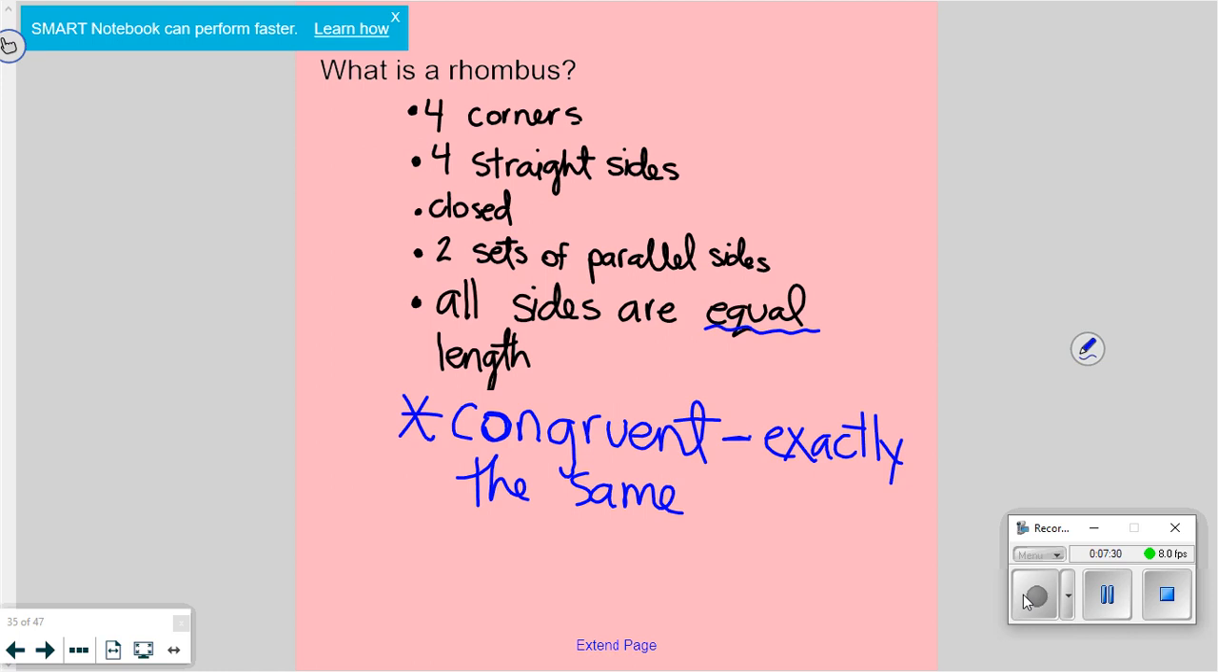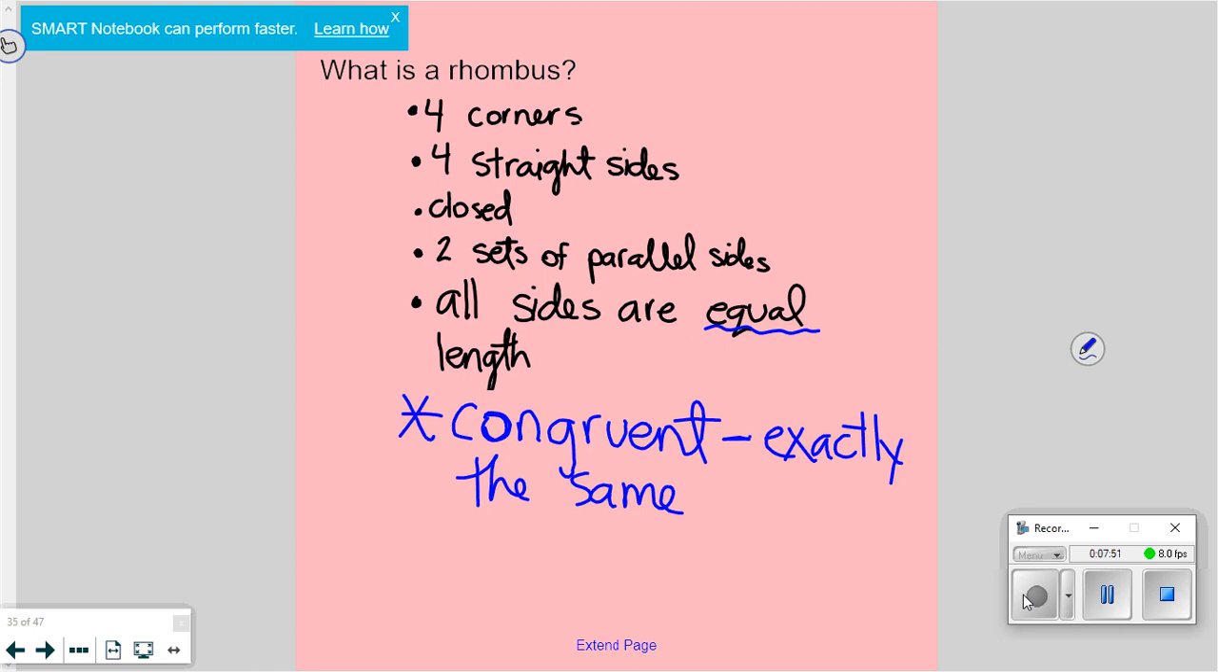Does this shape have any rules about corners? No. Just that it has to have them. Does it have to have special corners? Can it? Yes. Sure. It could have square corners. We talked about that, but it doesn't have to. These are the rules to being a rhombus.